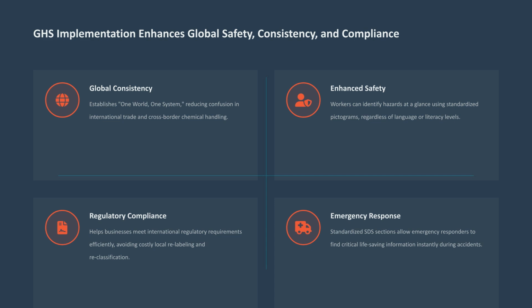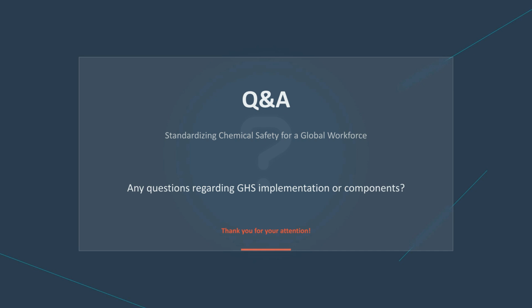GHS implementation enhances global safety and consistency. It establishes one world, one system, improves worker safety through standardized pictograms, aids regulatory compliance, and streamlines emergency response. This concludes our video on the globally harmonized system.